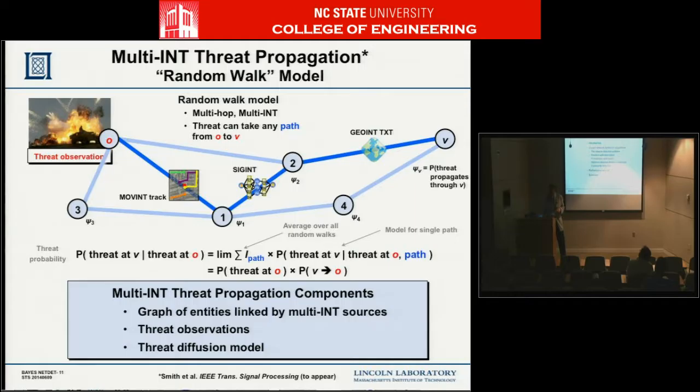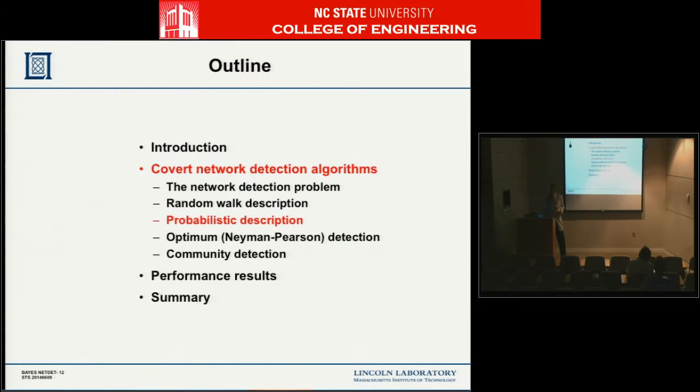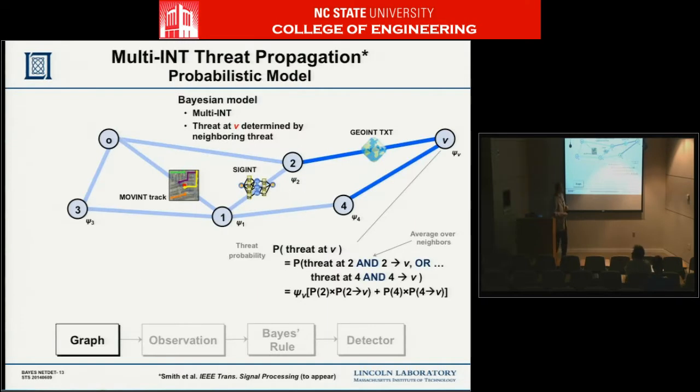Okay. So now let's talk about, that was a random walk description. Let's talk about a probabilistic description. So let's start out. I'm at V here. I want to compute that there's some probability of threat at V. It's a graph. It's a network.